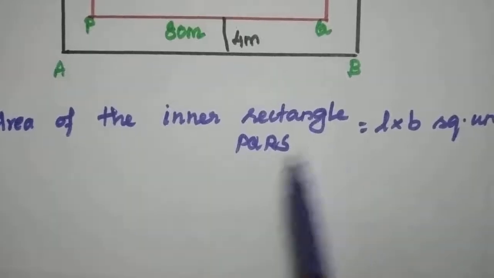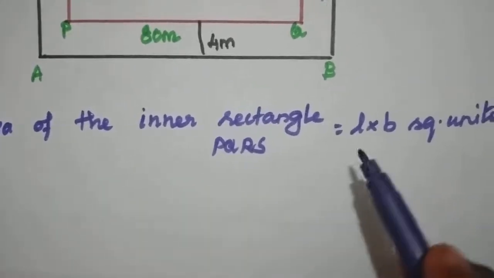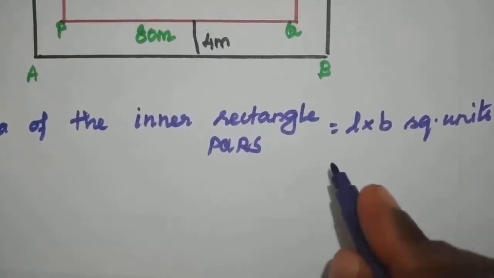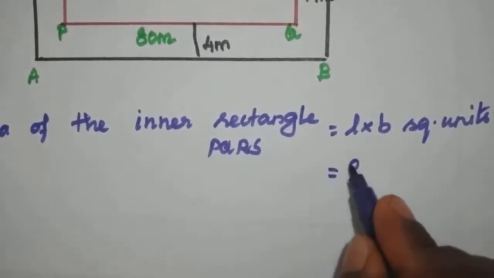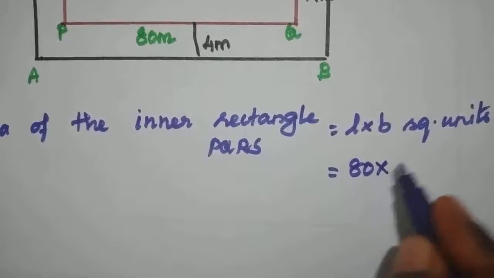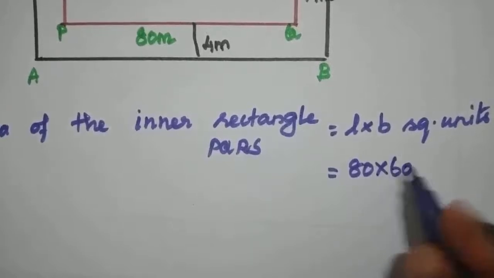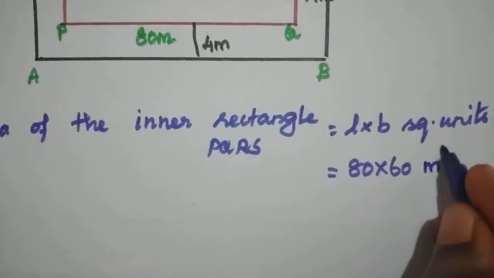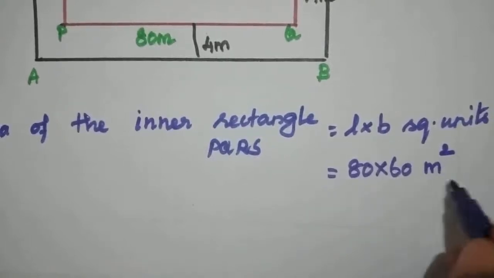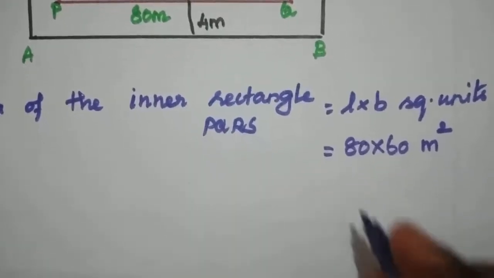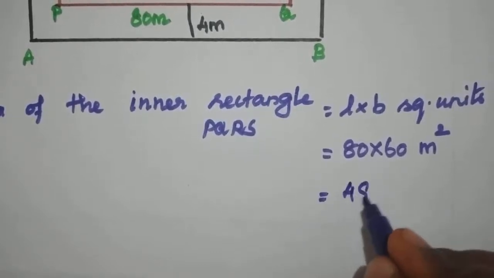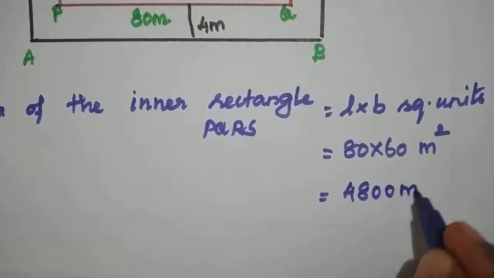Area of the inner rectangle PQRS is calculated by using the formula length into breadth square units. Here it's given that the length is 80 and the breadth is 60. The unit is meter. This is a square unit, so you have to write it as meter square. So what will be the value here? Yes, this is 4800 meter square.